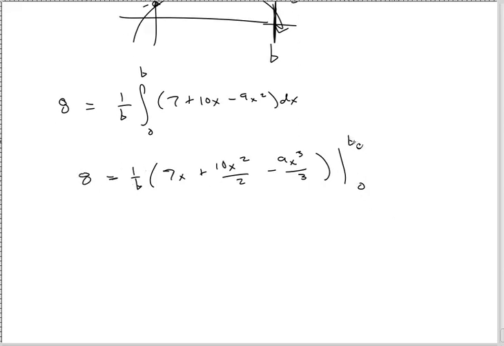And so the 0 is going to cancel everything. The b gets plugged in, and it's literally just replacing your x, and that's it. And so you got 8 is equal to 1 over b, and then 7b.